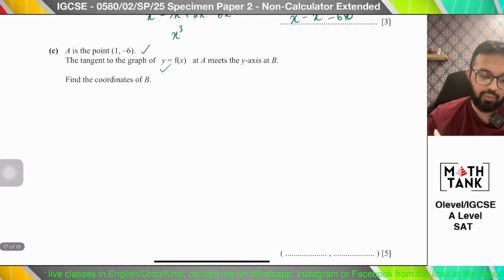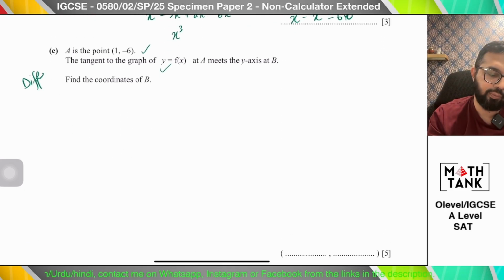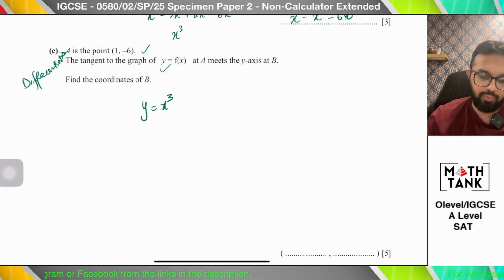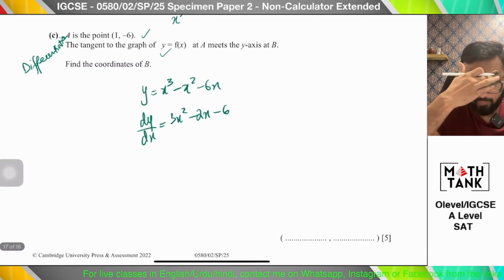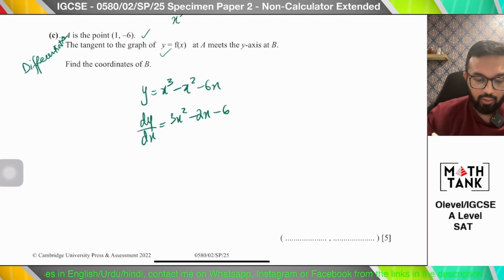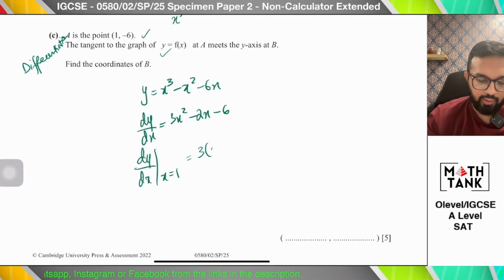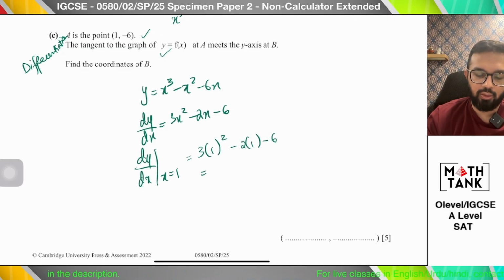Now, this is a good 5-mark question because this is differentiation. Y equals x cubed minus x squared minus 6x. So dy by dx gets me 3x squared minus 2x minus 6. Then when I plug in the A, I get my gradient, which is -5.